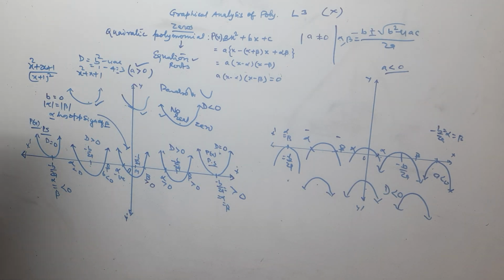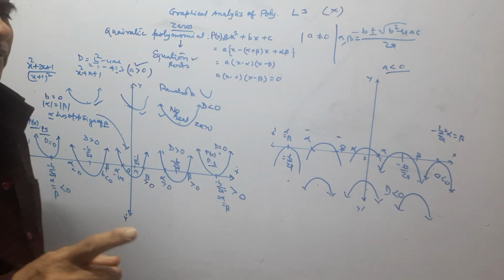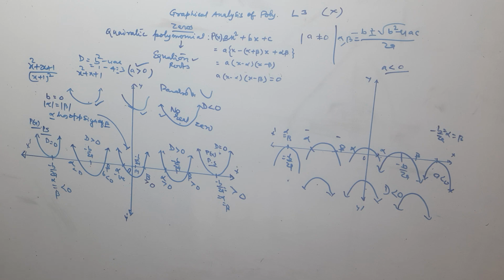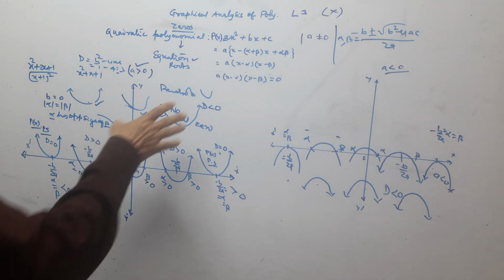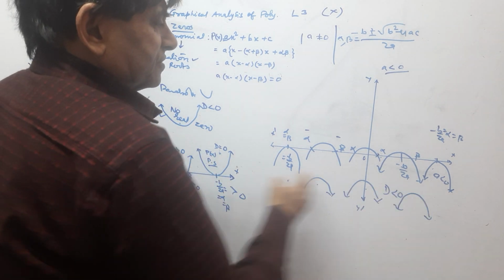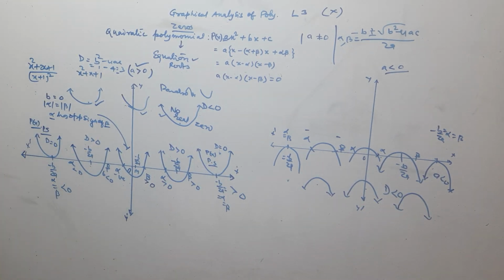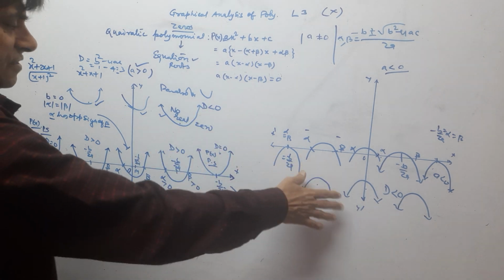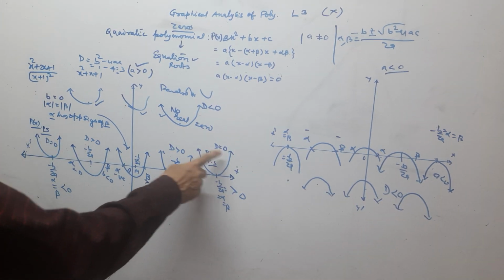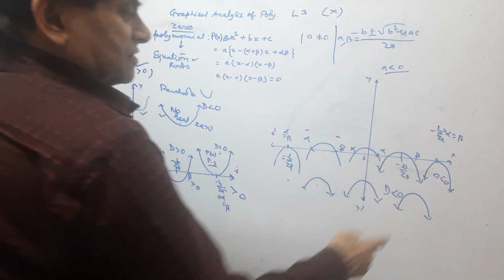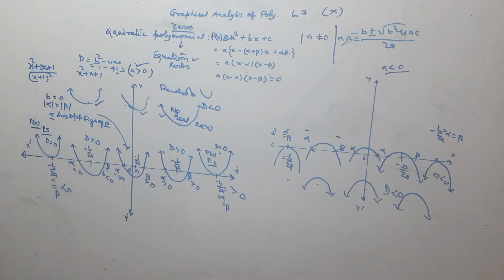So quadratic polynomials have no real zero, one real zero, or at most two real zeros. Is it okay? If D is less than 0, these cases are there. If D is equal to 0, these cases are there. Otherwise, all the others are there. Clear? So this is the graphical analysis of the quadratic polynomial.